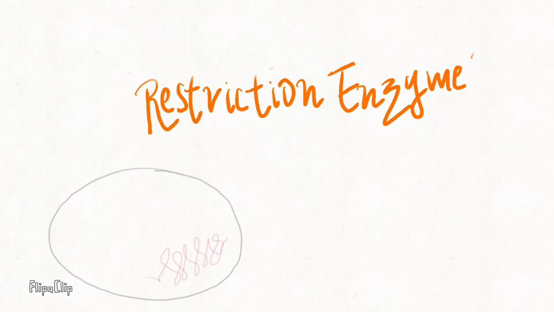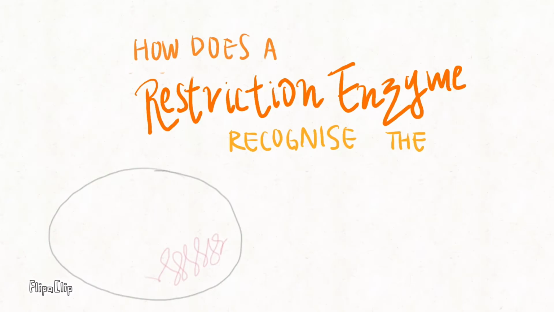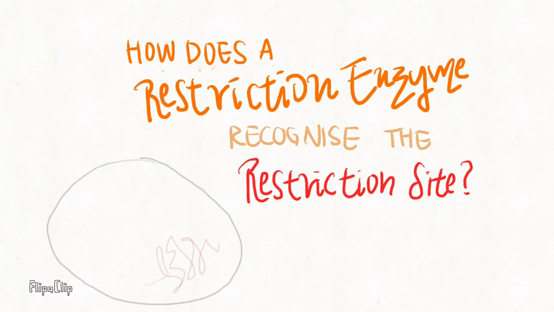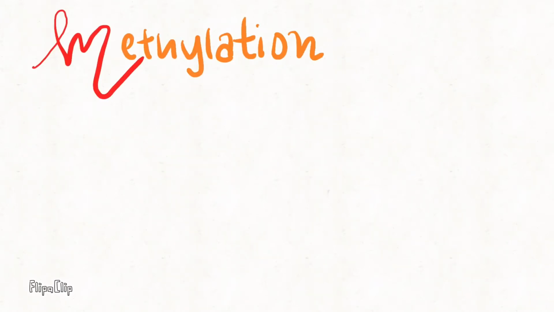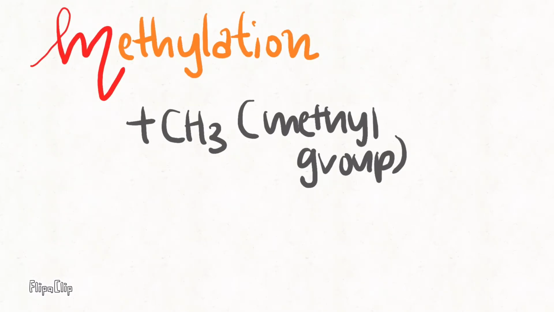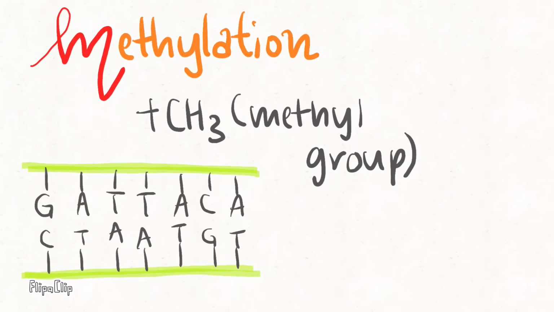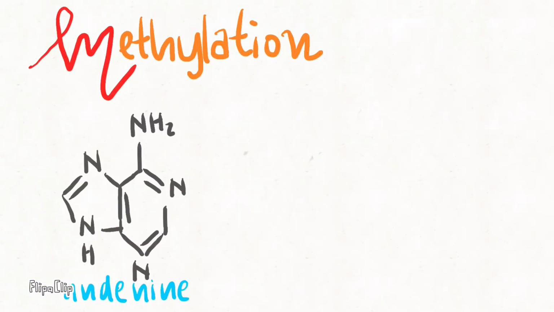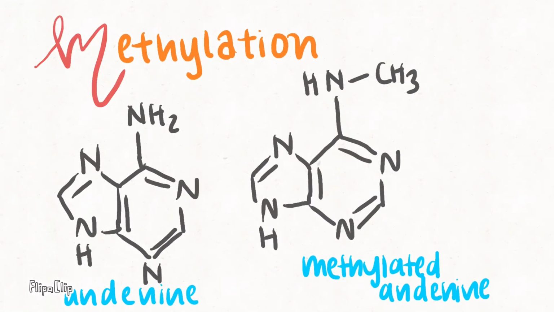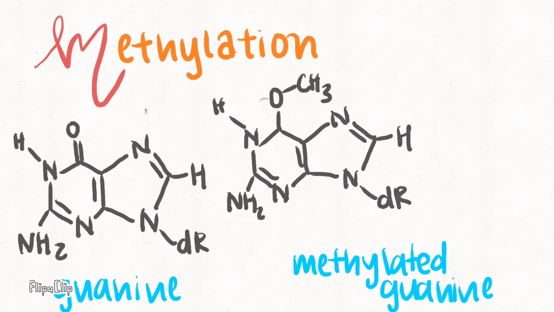Well, now it strikes the question, how does a restriction enzyme recognize the restriction site? Well, there's this super cool process called methylation, which basically just means adding a CH3, a methyl group, to whatever the base sequence could be. So when adenine gets methylated, it would turn into that. So would the other base sequences.